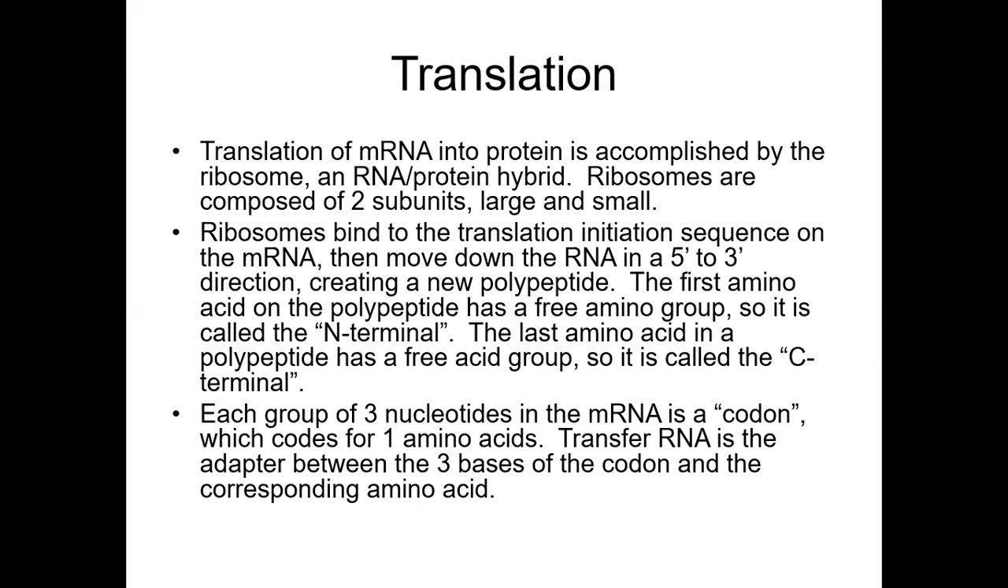As we have discussed, transcription and replication always proceed in the 5' to 3' direction. So translation will always proceed from the 5' to 3' direction on the mRNA. In the polypeptide chain, the first amino acid contains a free amino group, so that end is called the N-terminal, and the last amino acid of the polypeptide chain has a free acid group, so it is called the C-terminal.